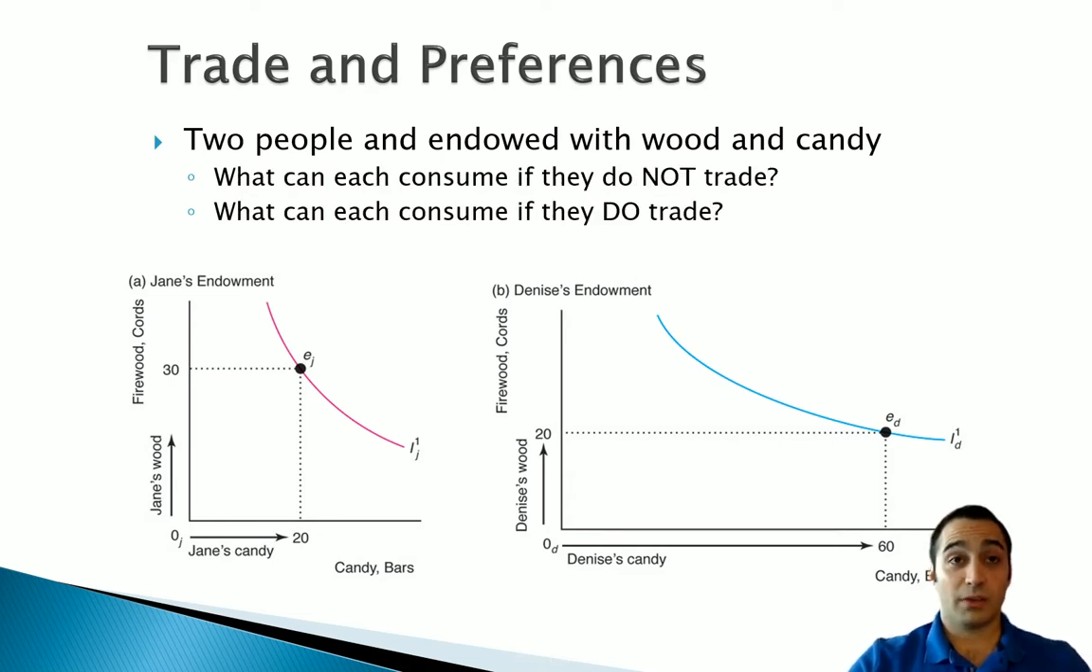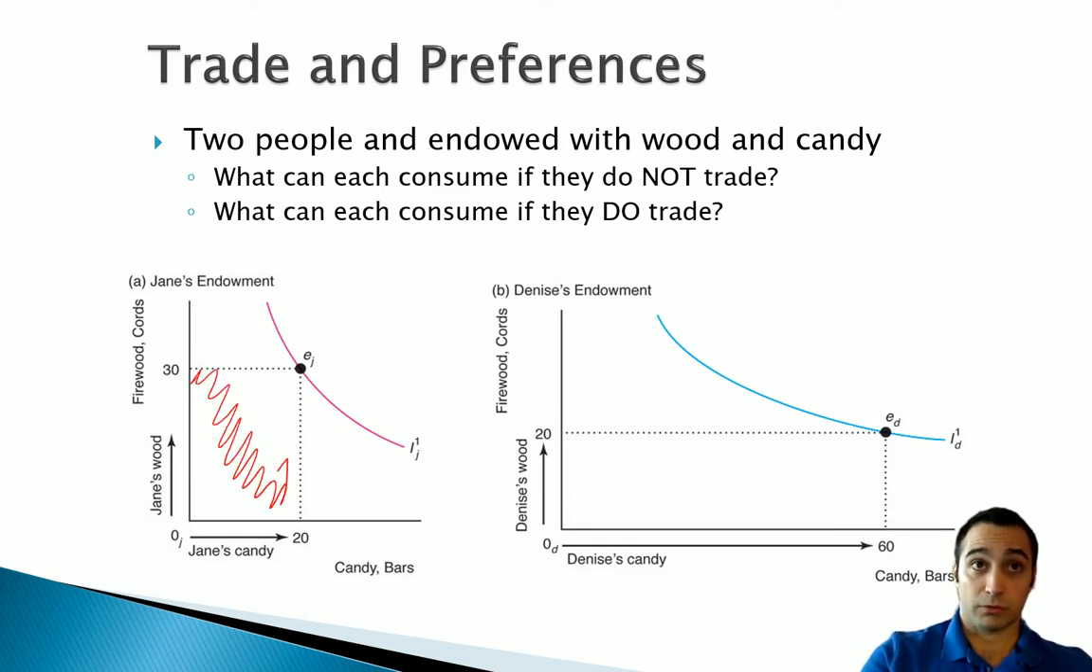Next question we'll say is, let's say they've arrived at this location and they each have the items that they were given. That is, Jane has 30-20, and Denise has 20-60. What can each of them consume if they don't trade? Like, what is the set of combinations of wood and candy that Jane can consume if she doesn't trade with Denise? Well, if she doesn't trade, she can consume up to 30 cords of wood and up to 20 bars of candy. So it seems like she can consume anything that's a box.